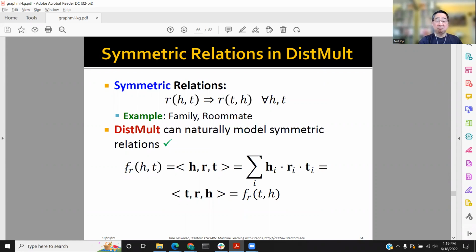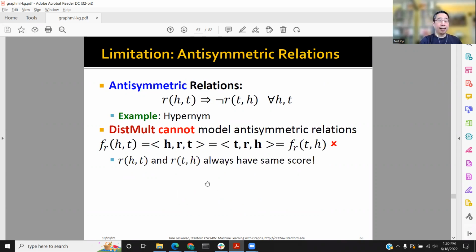Symmetric relationships are totally fine, because the dot product is inherently symmetric. You're going to get the same answer if you do head relation tail as if you do tail relation head. But anti-symmetric, we're going to have a problem. Head relation tail dot product is always equal to the reverse, so basically every relationship is going to be considered symmetric. And so we have a problem if we don't want it to be symmetric.